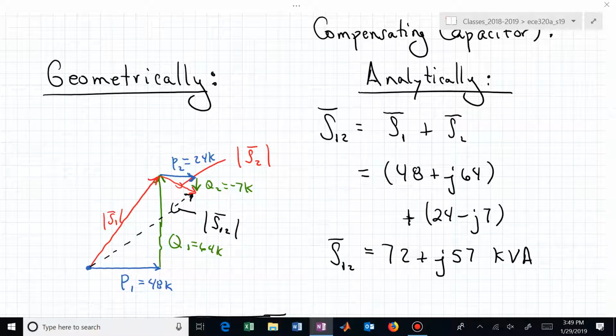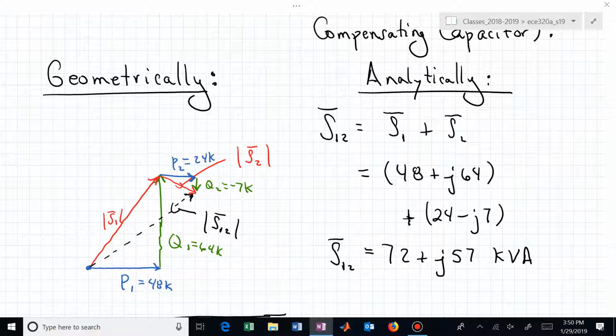The real part of load 2 was half of what it was for load 1, and it wasn't much of a reactive piece, but it was in the opposite direction. It was down. And now you can see that S12 for the combination of load 1 and load 2 has, let's say, a better power factor than load 1 did, because the angle is less. And in terms of numerical values for that particular S sub 1, 2 hypotenuse, it has a real part of 72K and a vertical part of 57K.